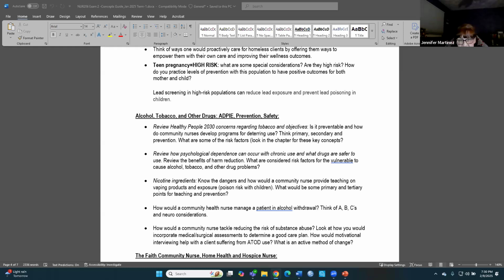It needs to be treated like it's a disease process. We have to be non-judgmental when we are working with this population, and you're going to see this no matter what aspect of nursing that you choose to go into, whether it's in the ER, in med-surg, or even in long-term care.